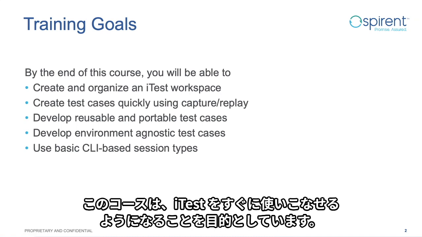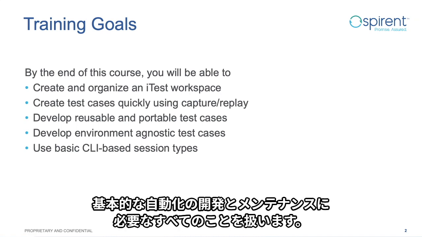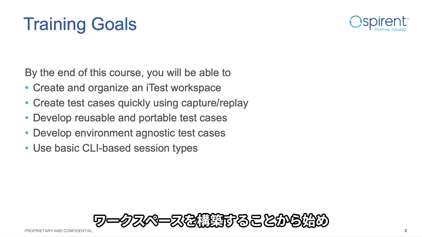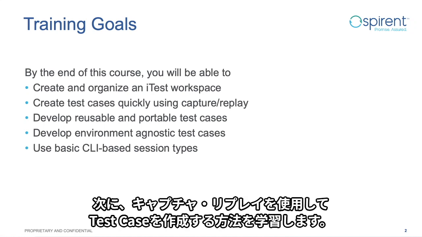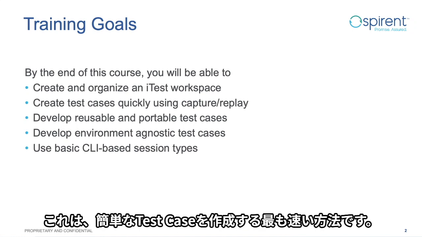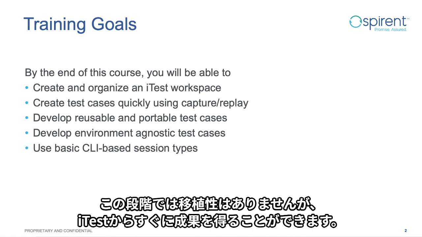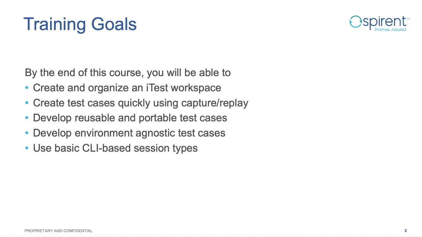This course is meant to get you up and running with iTest quickly, with everything you need to develop and maintain basic automation. We will start by building a workspace, learning how to organize all the pieces of a successful automation project. We will then learn how to create test cases using Capture Replay, which is the fastest way to create a simple test case. While not portable, this method allows you to get immediate results from iTest.